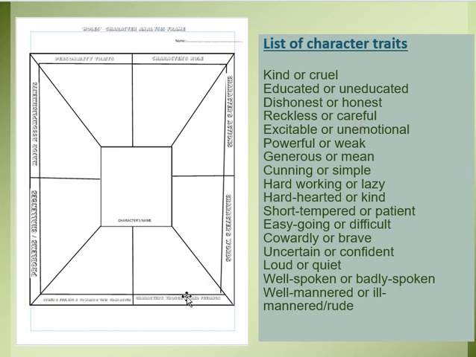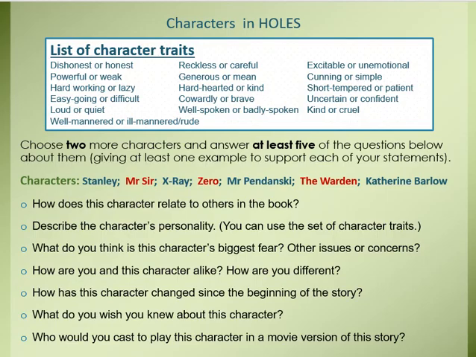So this here is another task of yours. You're going to do a list of character traits for a particular character. You can do Mr. Sir, you can do Catherine Barlow, whoever. Then 2 more characters, not the one that you did the template for, but 2 more. You can choose Stanley in this one, Mr. Sir, X-Ray, Zero, as long as you didn't choose them on your template.